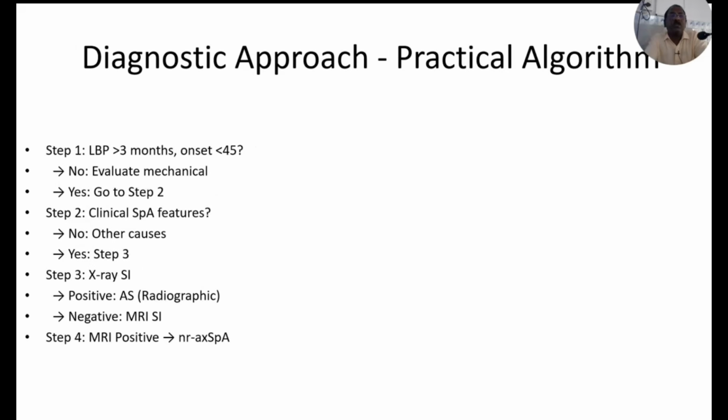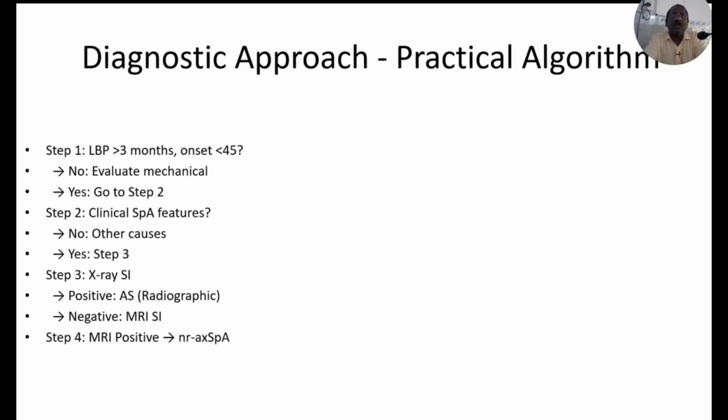So diagnostic approach, step 1, low back pain more than 3 months. No, evaluate as a mechanical pain. Yes, go to step 2. So it's inflammatory backache, more than 3 months duration. Clinical spondyloarthritis features. Other causes. No other causes. Where the other causes are like your inflammatory bowel disease or your psoriasis, your nail changes, etc. And then the X-rays. Is it positive? Ankylosing spondylitis.